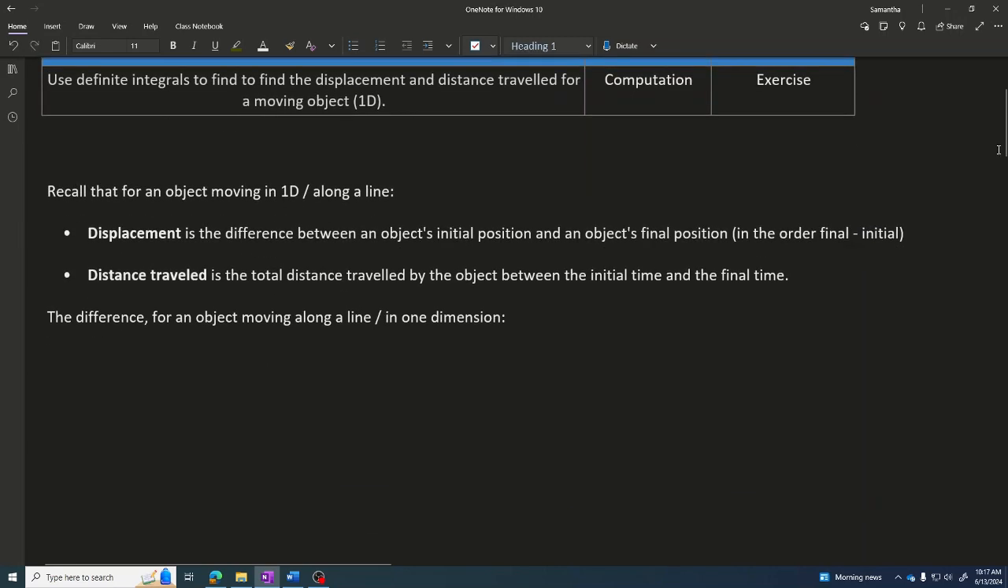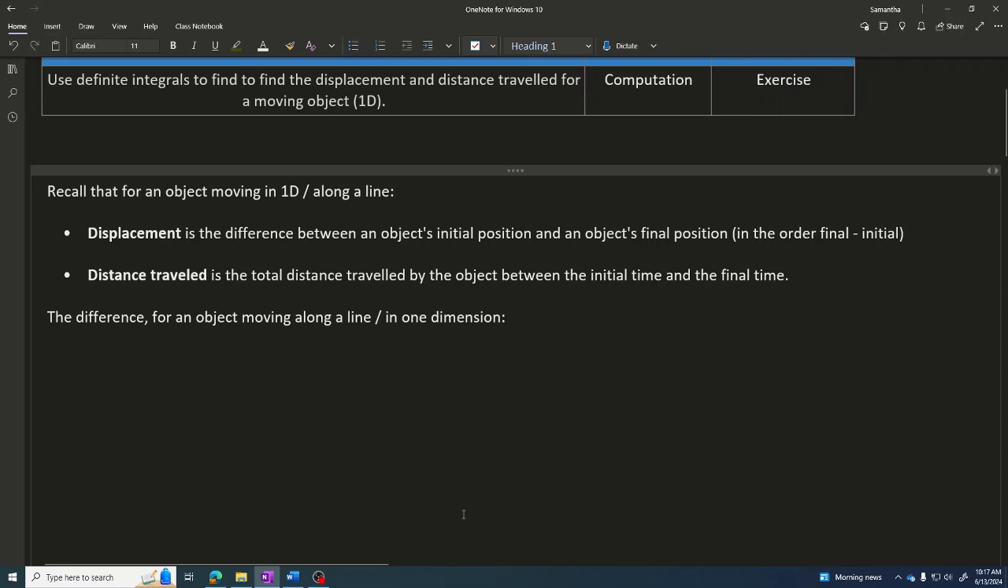So first of all, I want to either review or introduce to you two pieces of terminology that are used to describe a moving object. And the two pieces of terminology for today are displacement and distance traveled. If you have an object that is moving along a straight line path, then we say that displacement is the difference between the object's position at the initial time and the object's position at the final time, in specifically the order of final minus initial. That is the order of this difference.